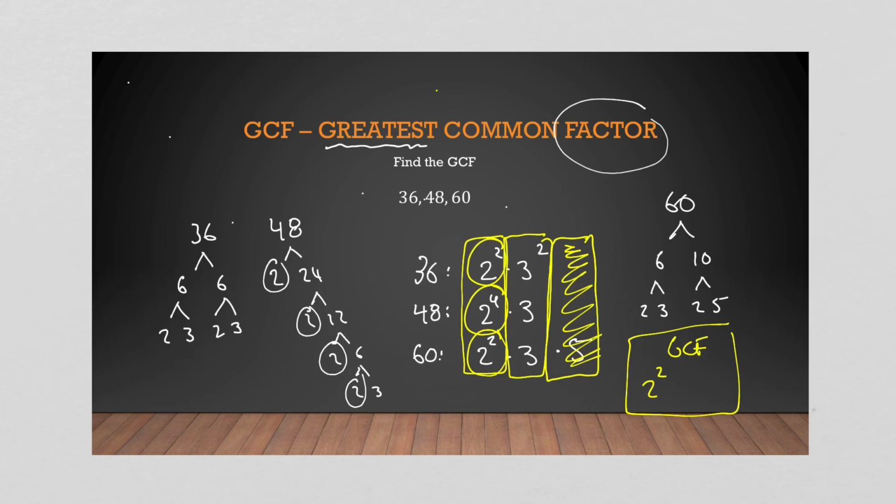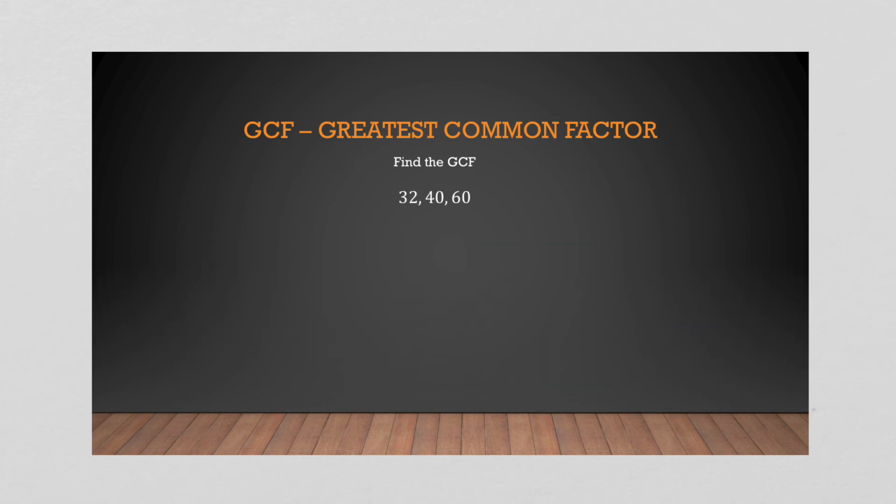But then if I look in my 3's column, they all have a 3 as well. Thing is they have 1 3, 1 3, and 2 3's. So how many 3's do they have in common? Just 1. So my greatest common factor is 2 squared times 3, which is 12. So 12 is my greatest common factor. The columns are super helpful in this one. I'll do one more here.